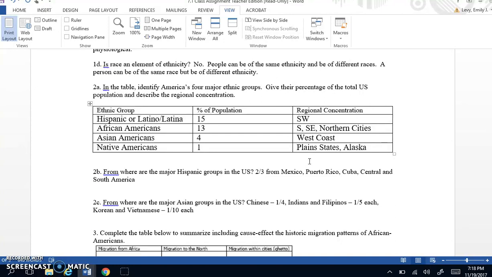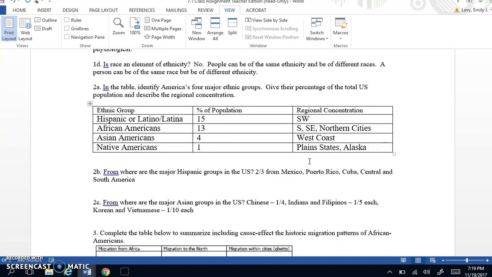This is mainly because of the proximity from their country of origin. And remember, the country that has been the largest sender of migrants to the United States in all of our history is Mexico. So it makes sense that people migrating from Mexico would be heavily concentrated in the southwestern part of the United States. Same with Central and South America. Then 13% of the population is African American.